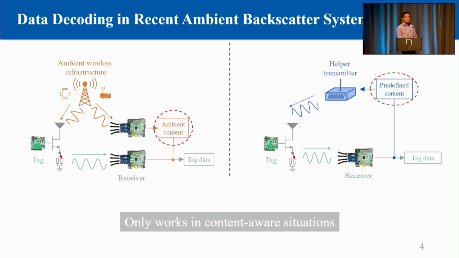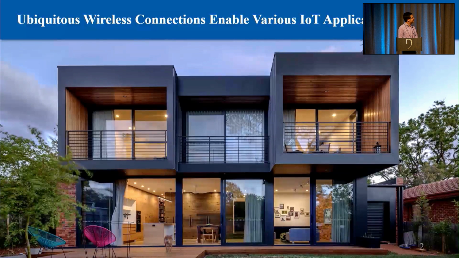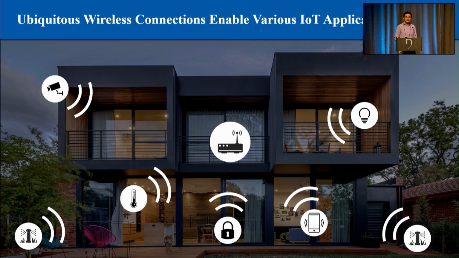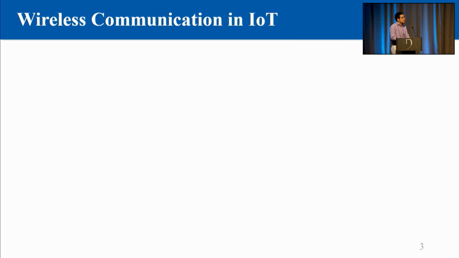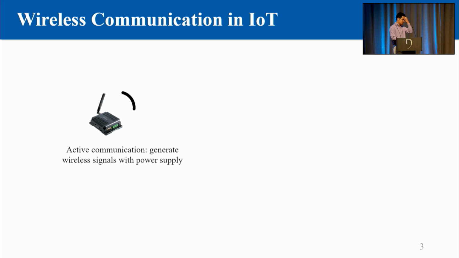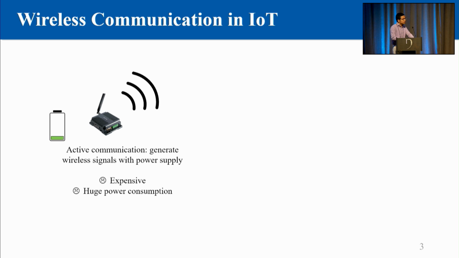Content-agnostic backscatter from thin air. Wireless connections are ubiquitous and scalable, which makes them popular in IoT applications such as smart homes. Basically, there are two kinds of wireless communication in the IoT. Active communication generates wireless signals with a power supply. It is not very friendly for IoT nodes, since expensive hardware for active radio is a burden for low-cost devices. On the other hand, huge power consumption is another problem, since power outages make communication unreliable, and changing batteries is a labor-intensive task.